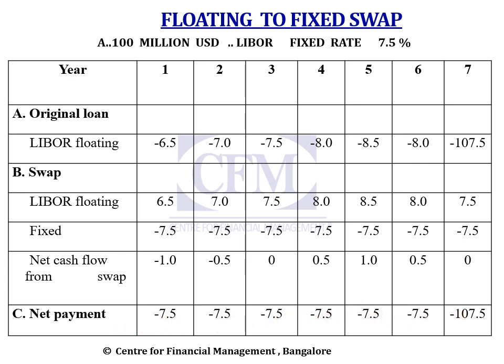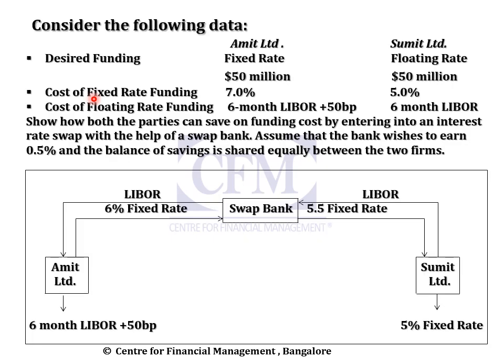shown here. Generally, when a firm wants to convert a floating rate loan into a fixed rate loan or vice versa, it approaches a swap bank. The swap bank in turn finds a counterparty so that the interests of the two parties are matched, and the swap bank serves as an intermediary. Let us look at an example to understand how this works.